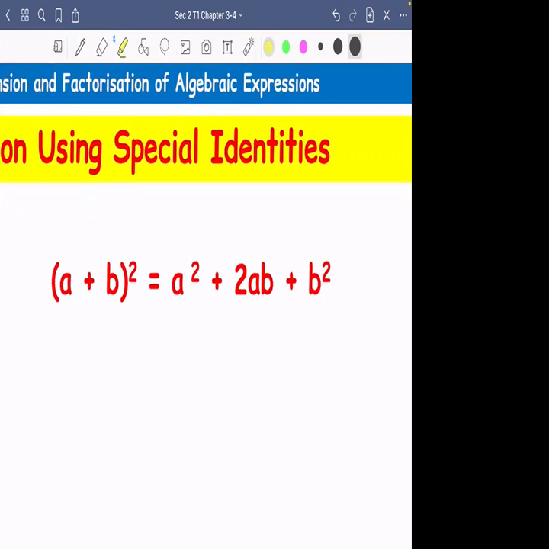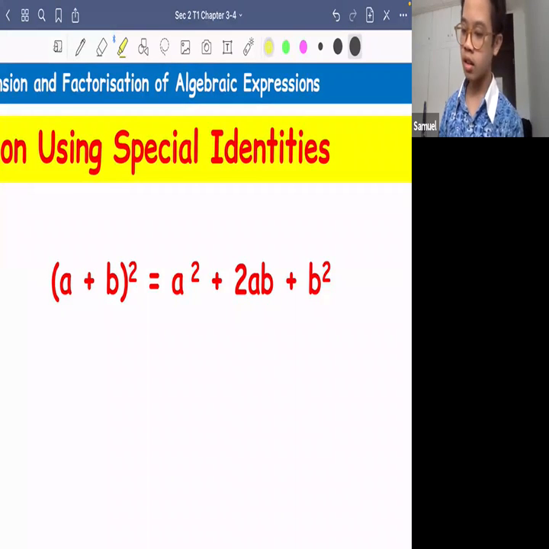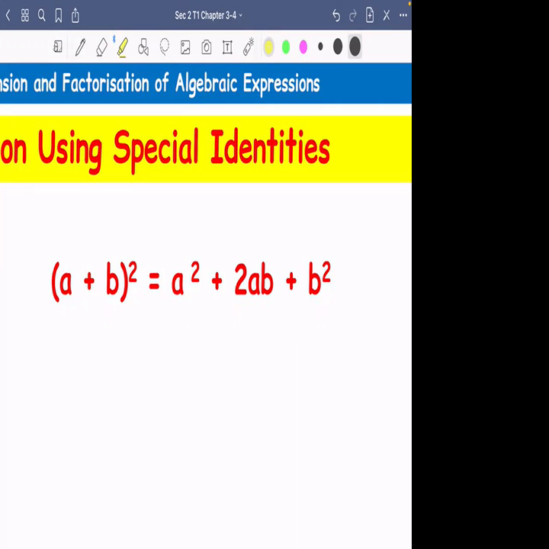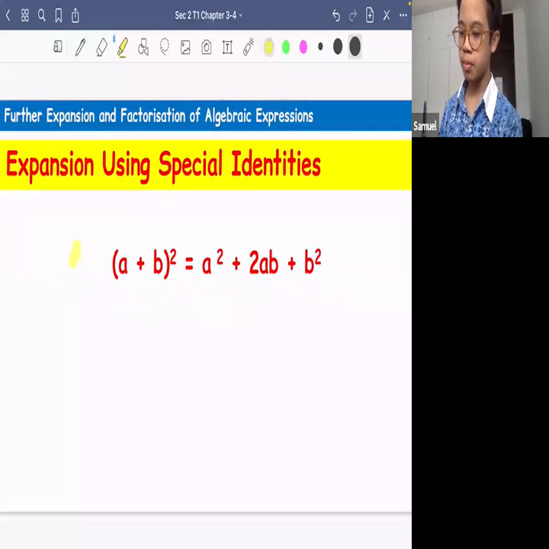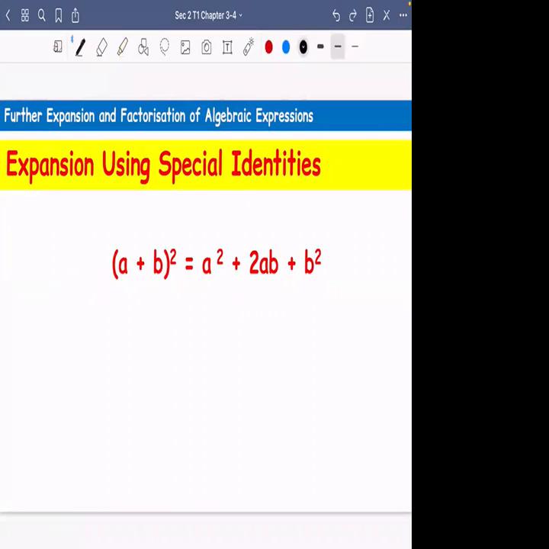No, I answered AB squared plus AB squared. Is that for number one? Yes, number one. Oh yeah, I got the same answer. My answer is a squared plus 2ab plus b squared. Yeah. Okay, so this is for number one.